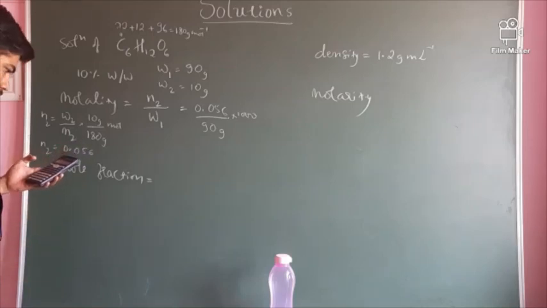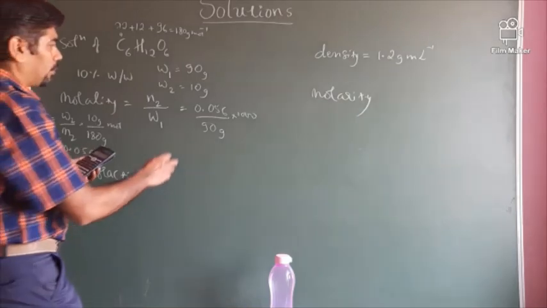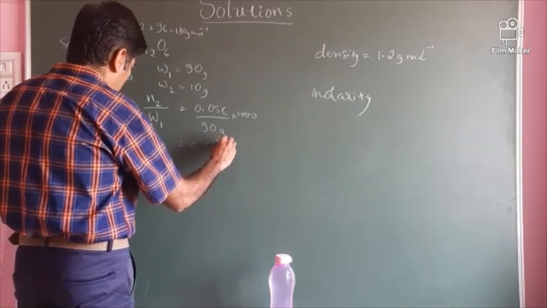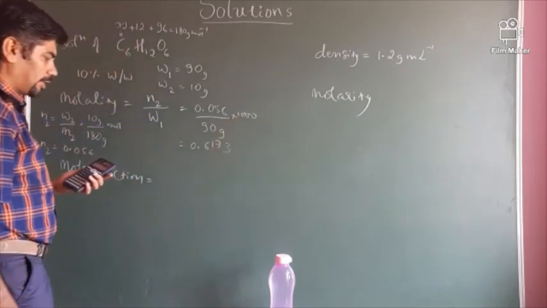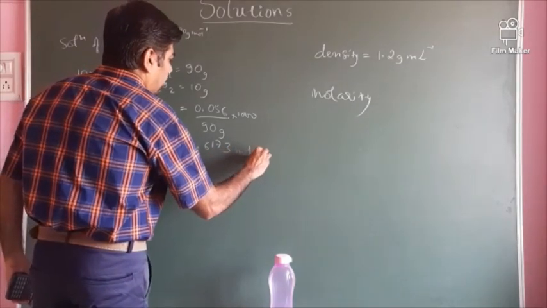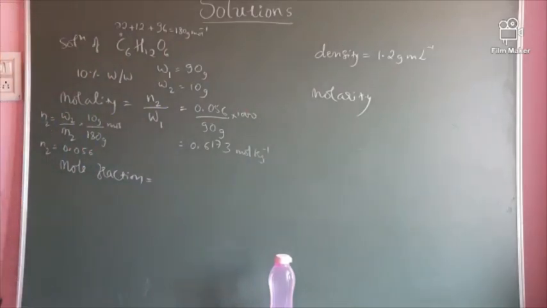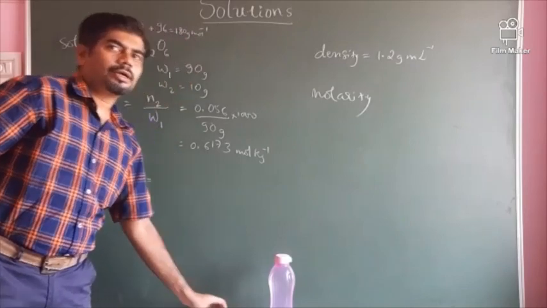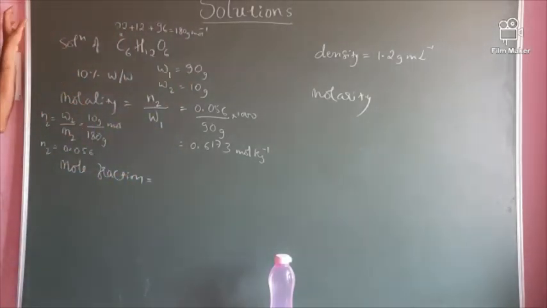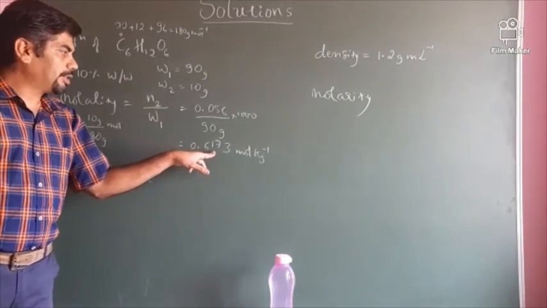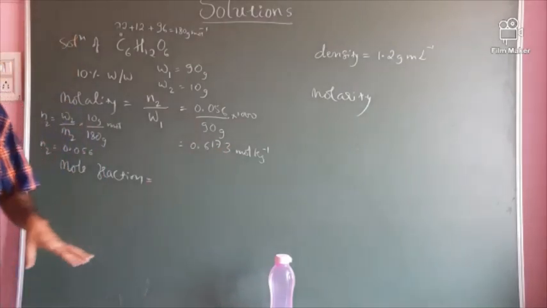it gives us 0.61728, or let's make it 0.6173, that will be moles per kg. So this is the unit of molality, that is moles per kg. It means when you take a solution of glucose which is 10% mass by mass or 10% weight by weight, its molality is expressed as 0.6173 moles per kg.